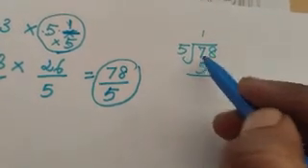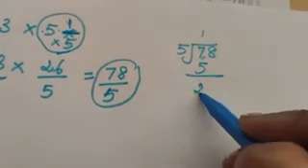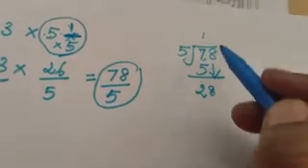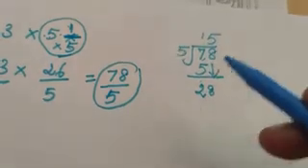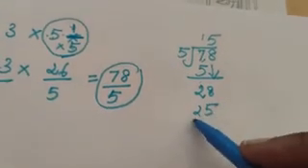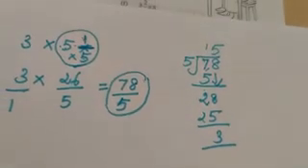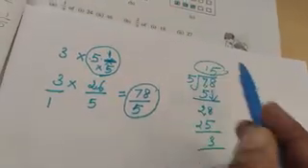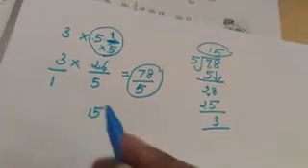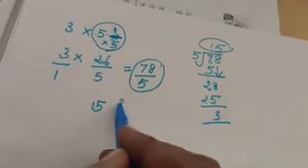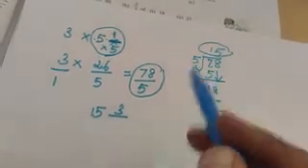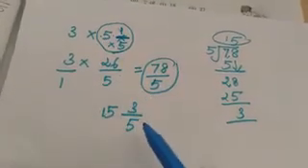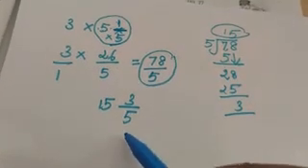So 7 minus 5 is 2, and then this 8 comes down, 28. In 28, 5 5s are 25. Remainder is 3, right? Now you can write it as a mixed fraction. So your quotient should be in the middle, 15, your remainder on the numerator, and your divisor becomes the denominator. So the answer for this question is 15 3 by 5.